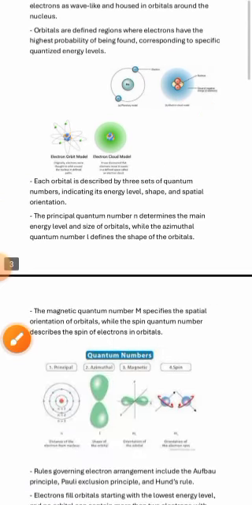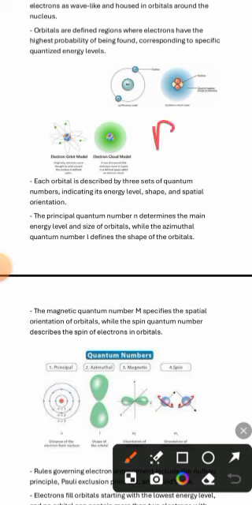Also, each orbital is described by three sets of quantum numbers, indicating its energy level, which is the principal quantum number, its shape, the azimuthal quantum number, and its spatial orientation, the magnetic quantum number.